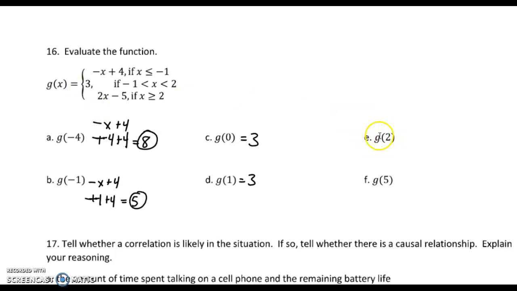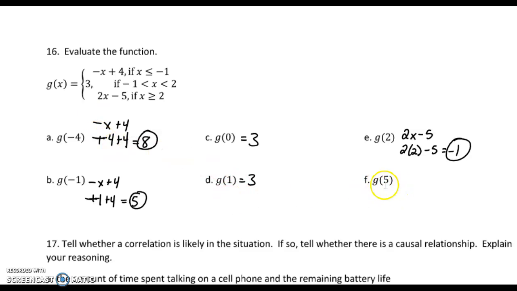All right, let's look at this. On this one, the x value is 2, so it doesn't fit into this equation because this states that x is less than 2. So it goes with the bottom equation, because 2 is greater than or equal to 2. It tells me to use 2x minus 5. So we plug in 2 for x because 2 is the input. We get 4 minus 5, which is -1.